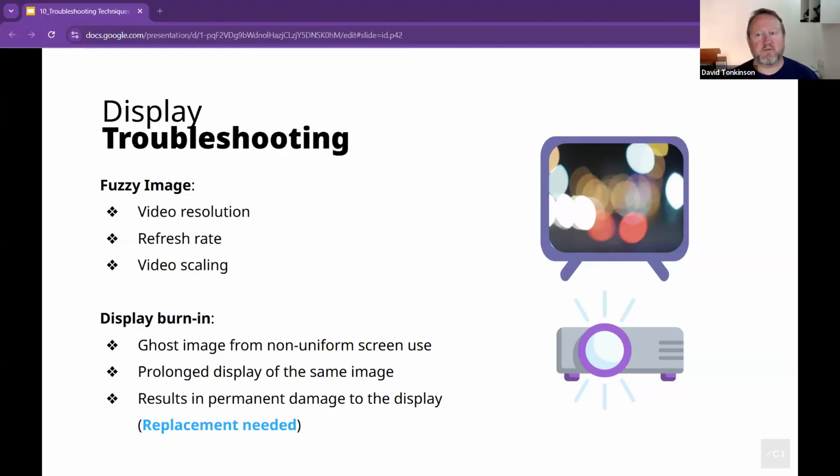Video scaling can also cause problems because, of course, we are scaling in and out, and therefore it may not hit the pixels correctly. On most operating systems, you can adjust the scaling.